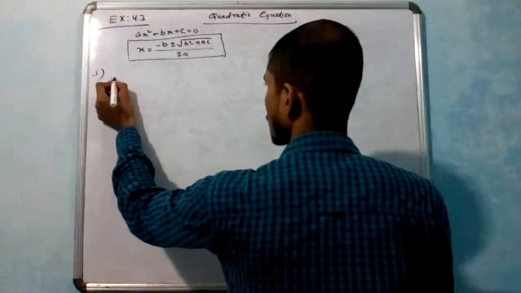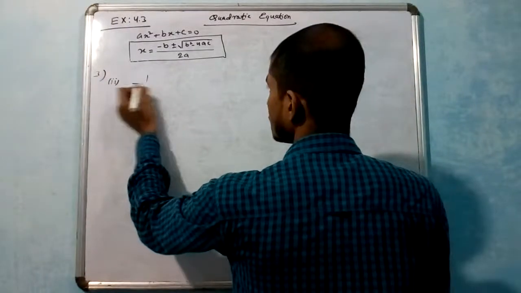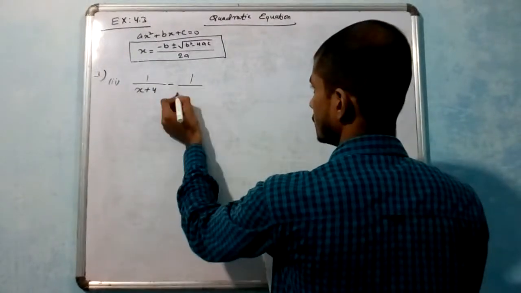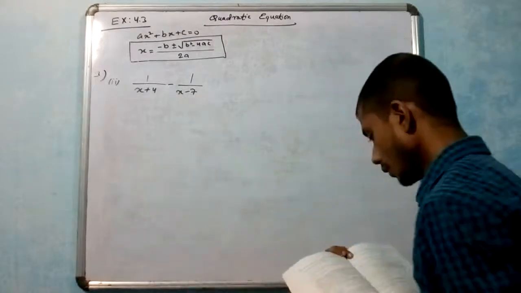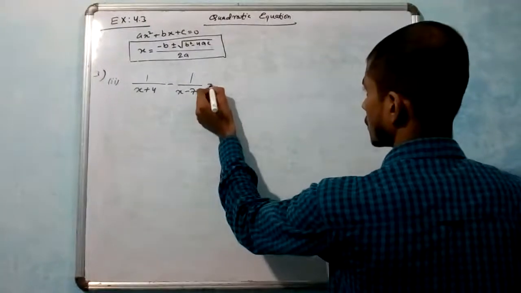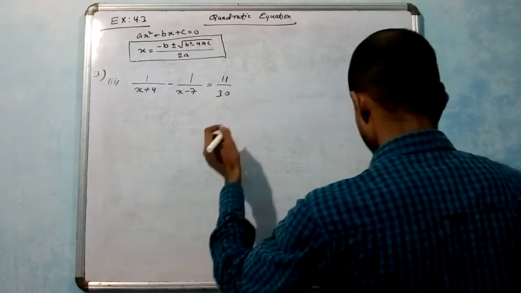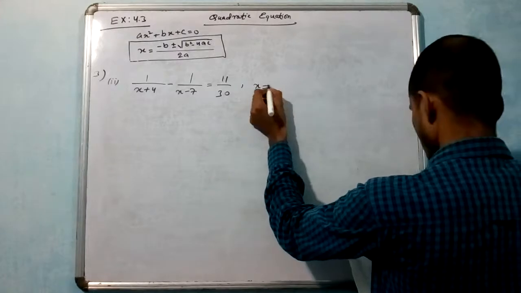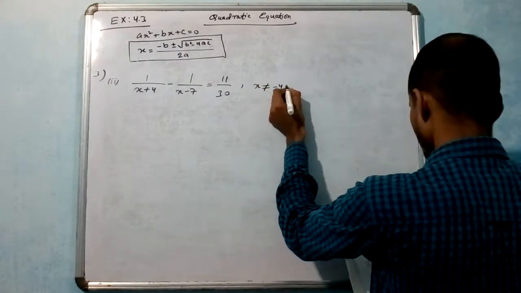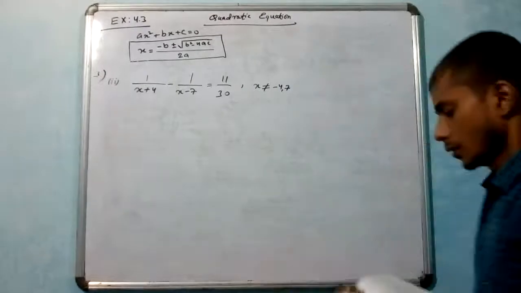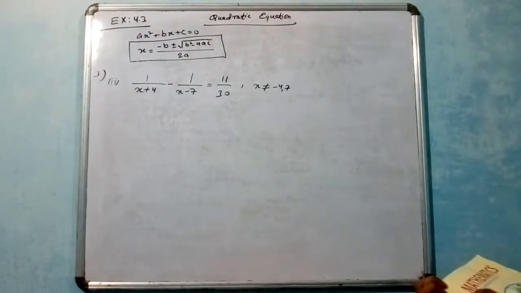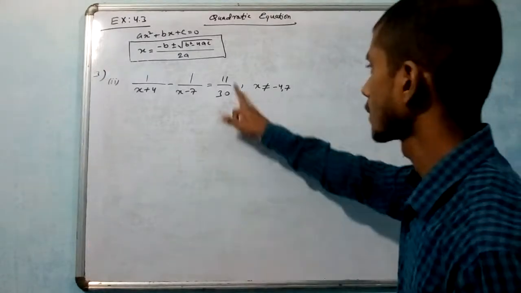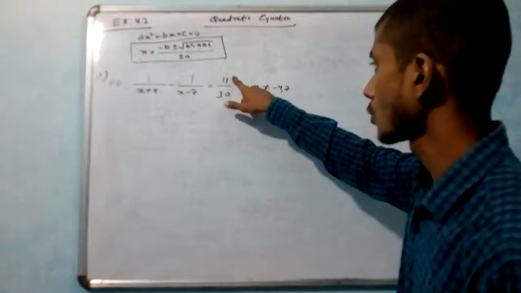So the question is second one. 1 by x plus 4 minus 1 by x minus 7 is equal to 11 by 30. And for its validity, the condition is given: x must not be equal to minus 4 and must not be equal to 7. So this is the given part of the question that has to be solved.